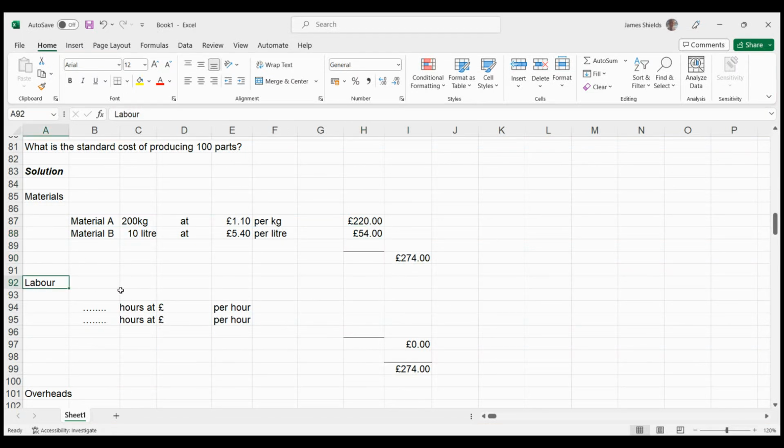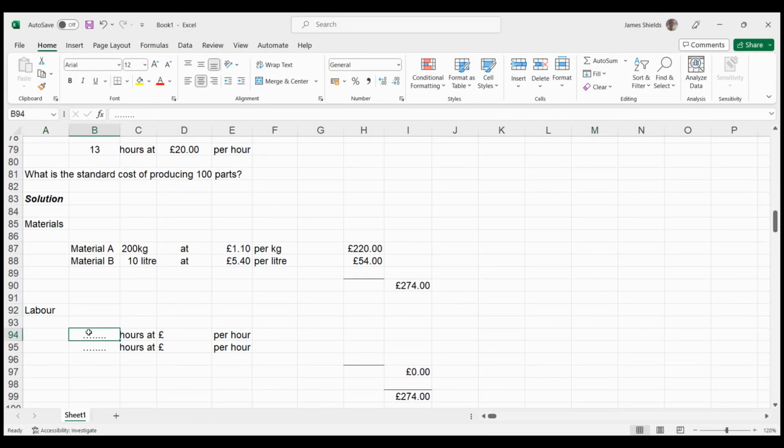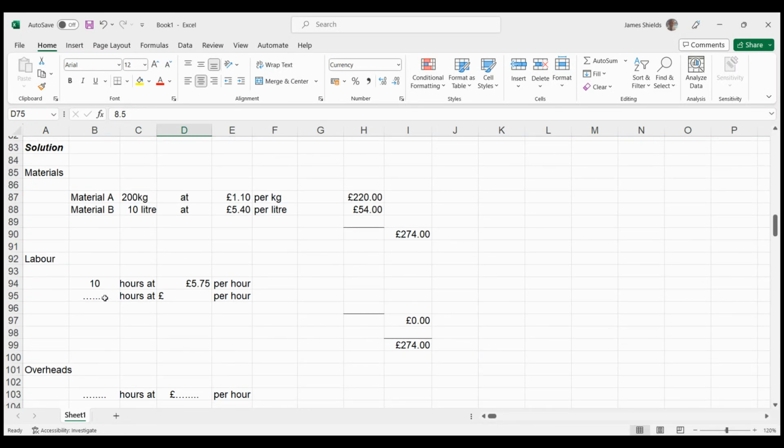Right, now we have labour. So go back to the question for the information on the labour. We've got 10 hours at £5.75, and also 3 hours at £8.50. So the 10 hours at £5.75, that's £57.50. And then the 3 hours at £8.50 gives a total of £25.50. So the total labour cost will be the £57.50 plus the £25.50 gives a total of £83. So our materials are £274 plus the labour of £83 gives a total cost for materials and labour of £357.